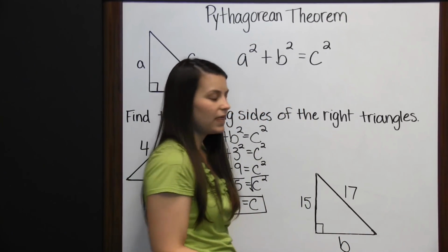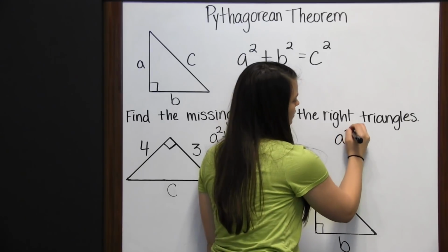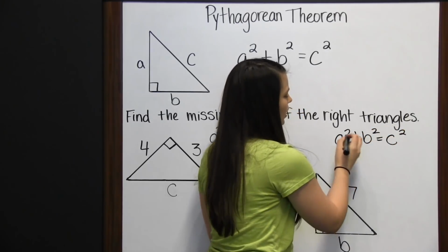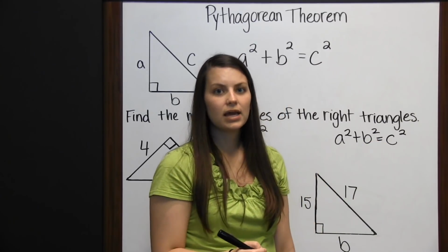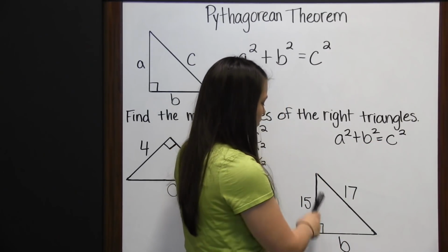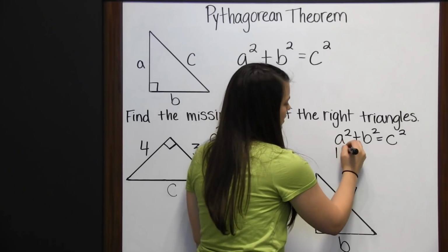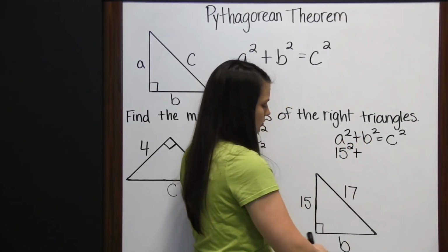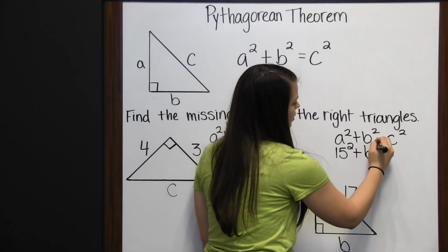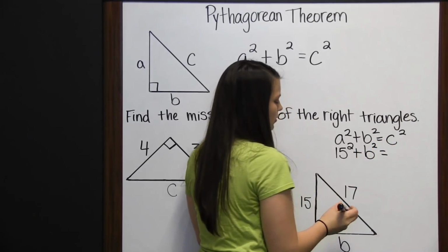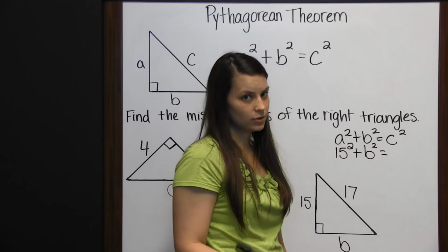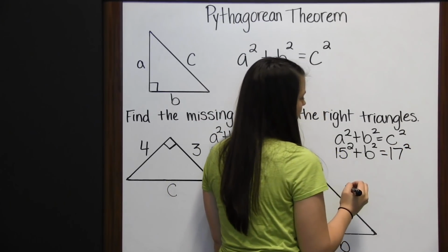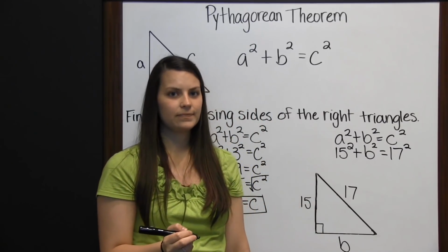Again, we'll start with Pythagorean theorem. A squared plus B squared is equal to C squared. A and B are your legs, and C is your hypotenuse. So we know one of our legs, 15, so I'll substitute that for A squared, plus, we're trying to find our other leg, B squared, we don't know it, equals, and then our hypotenuse, which is our C, is 17, so 17 squared. Now we need to simplify.